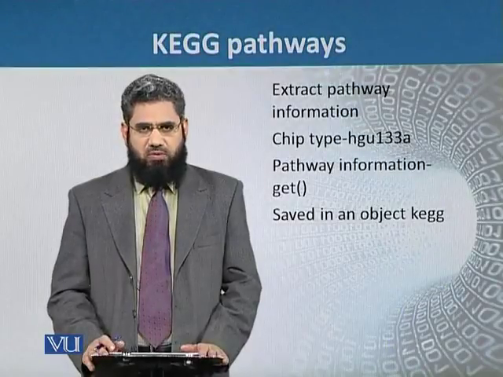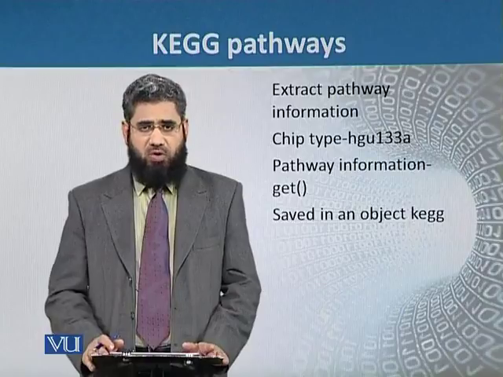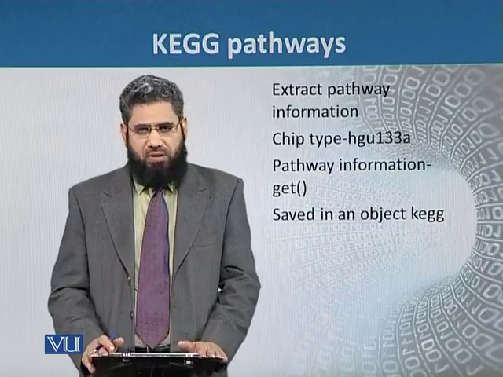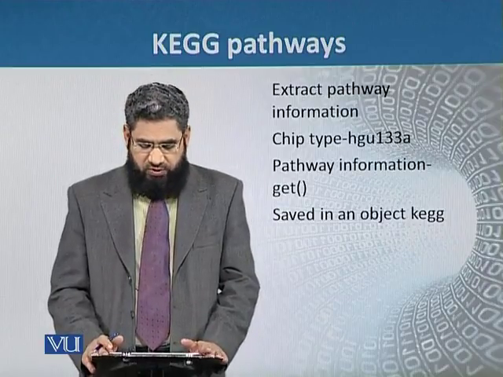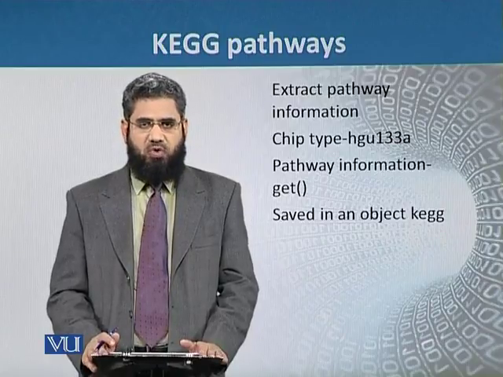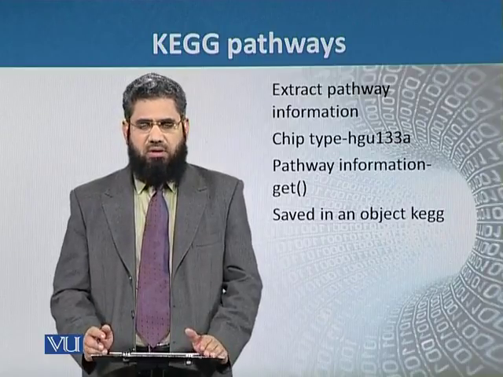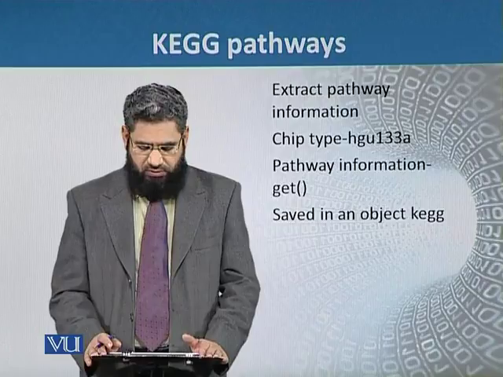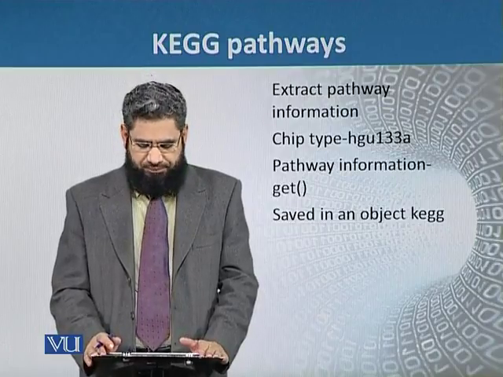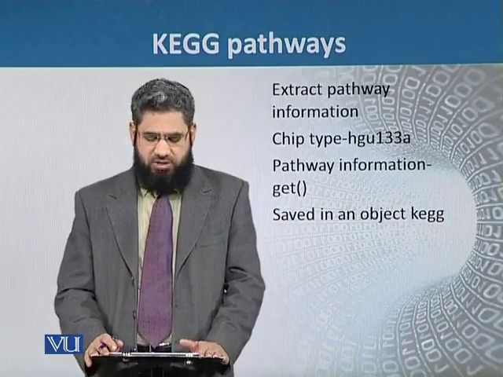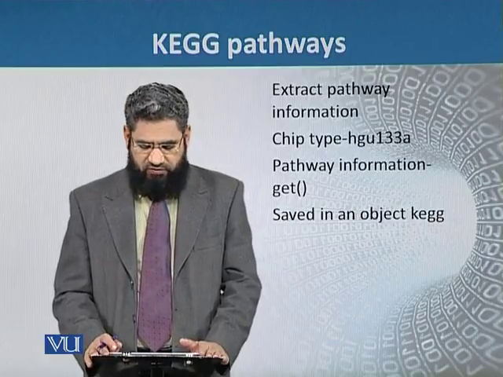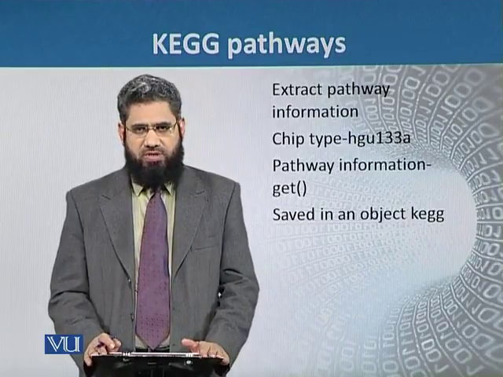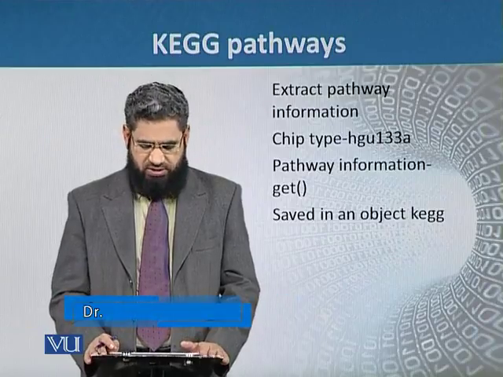So we have to know about the KEGG pathway, the Kyoto Encyclopedia for Genes and Genomes pathway. For this purpose, we have to extract the information from this pathway, and the information can be extracted by using the command get(). If we assume that we are using the chipset for Affymetrix and for human, hgu133a, we can easily get the information by using the command get().